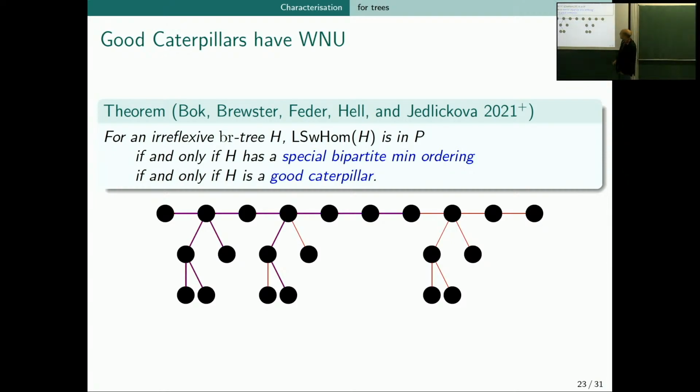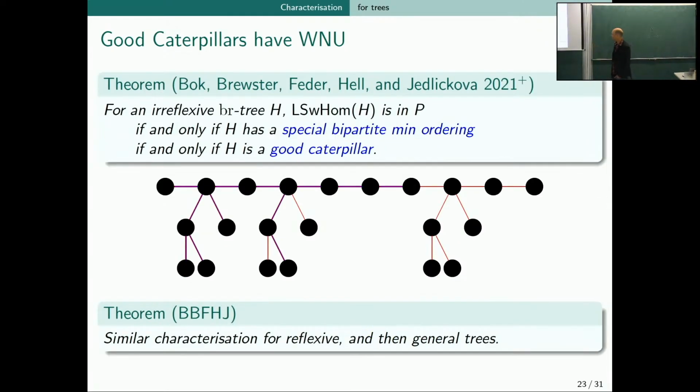So what is a special bipartite min ordering? A special bipartite min ordering is a bipartite min ordering, which is much like a min ordering. I'm not going to describe it yet. We'll see it in a second, maybe. It is an ordering of the underlying graph with the added property that for every vertex, its red neighbors are above its purple neighbors. Maybe I should have switched these, but we can see that that holds here. And so they showed that this characterizes the irreflexive trees for which the list switch hom problem is polynomial.